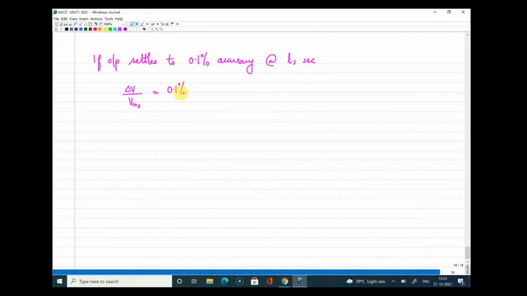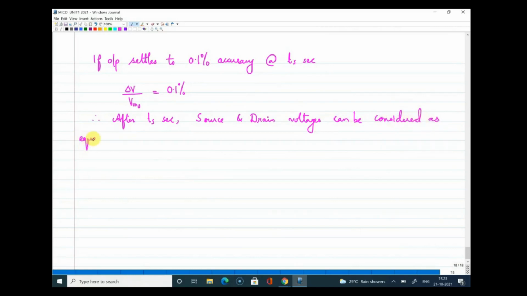In that case, I can say that after this specific time of Ts seconds, I can consider both the source voltage and drain voltage as equal. Right.